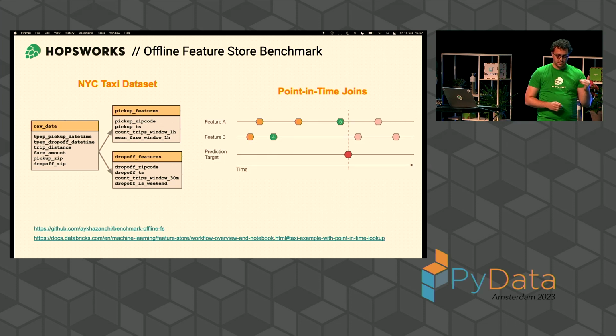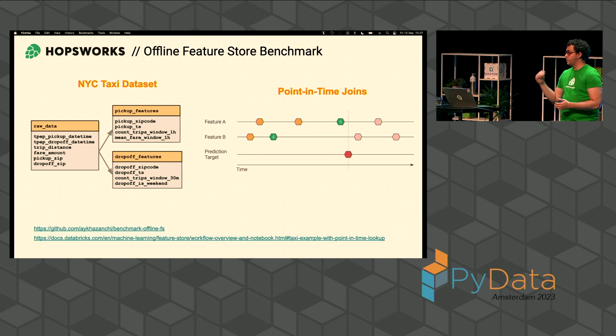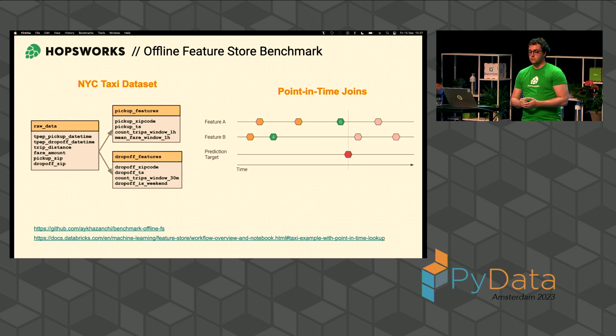Like as Till was explaining, when you are joining multiple features from different feature pipelines for creating a training dataset, you don't just do a normal join. You end up doing what's called a point-in-time join, right? What essentially that means is that you see the red dot is our prediction target, is our label, is the time for which the label is valid.